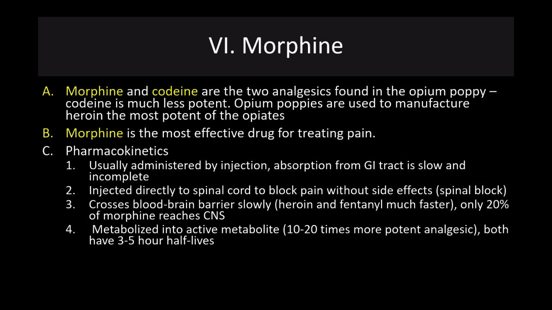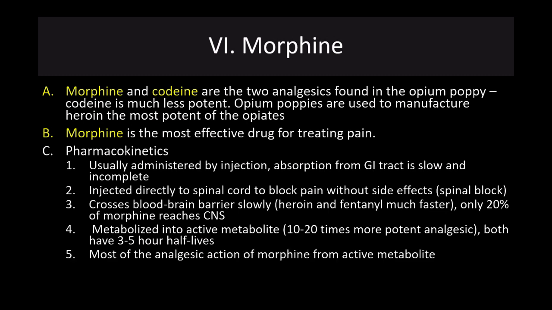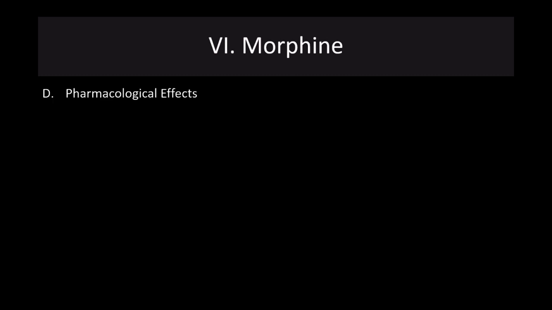It's metabolized into an active metabolite, which is a much more potent analgesic, and they both have about 3 to 5 hour half-lives. So this drug has to be administered fairly regularly. Most of that analgesic action comes from the active metabolite. We'll talk about oxycodone and hydrocodone and their metabolic properties in the next lecture, but those are also very important.